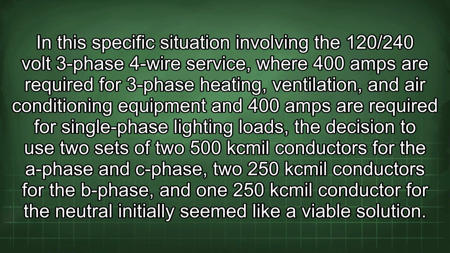In this specific situation involving the 120/240 volt 3-phase 4-wire service, where 400 amps are required for 3-phase heating, ventilation, and air conditioning equipment and 400 amps are required for single-phase lighting loads, the decision to use two sets of two 500 kcmil conductors for the A phase and C phase, two 250 kcmil conductors for the B phase, and one 250 kcmil conductor for the neutral initially seemed like a viable solution.